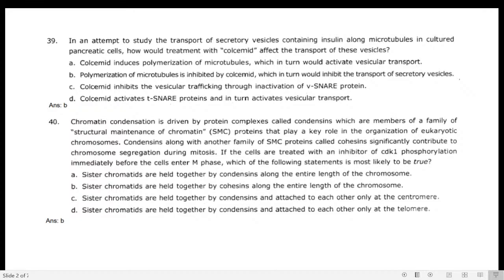And if the cells are treated with an inhibitor of CDK1 phosphorylation immediately before the cells enter into the M phase, the cells enter the M phase, and during that time they are adding the inhibitor. What inhibitor? That is CDK1 phosphorylation. Here, what is the question? Which of the following statements is most likely true?